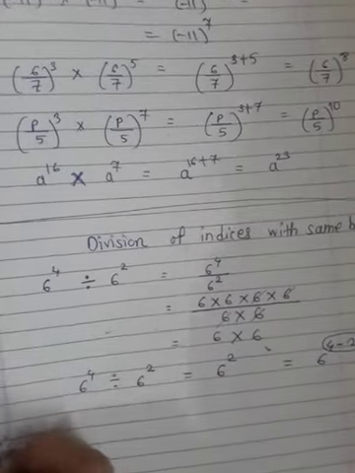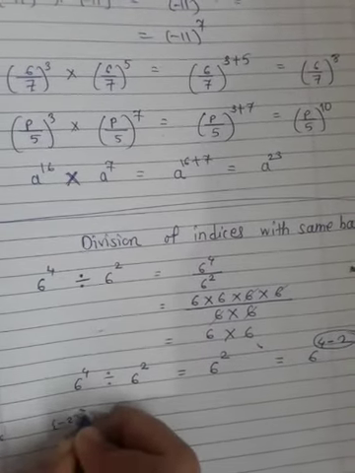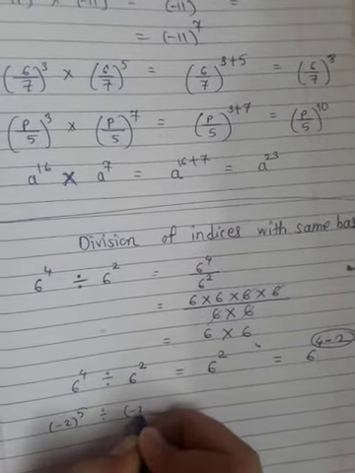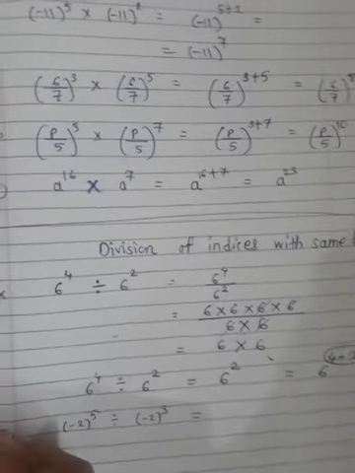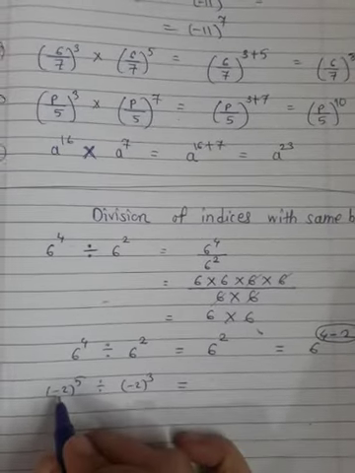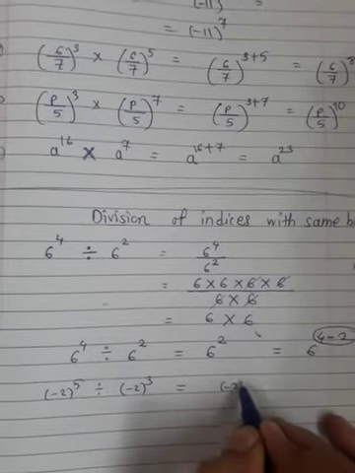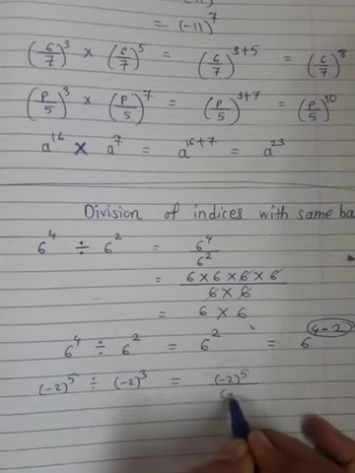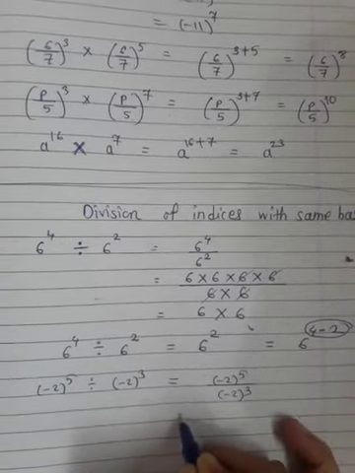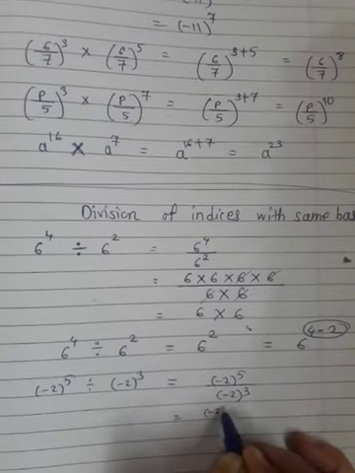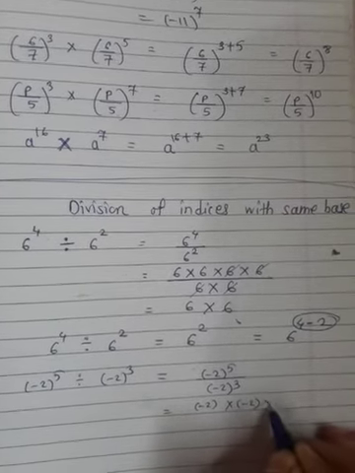Again see one more example. (-2)^5 divided by (-2)^3. So see here, we can write it as (-2)^5 upon (-2)^3. So (-2)^5 means multiply -2 by itself 5 times.